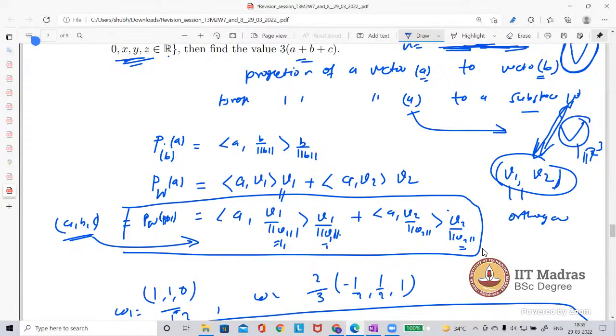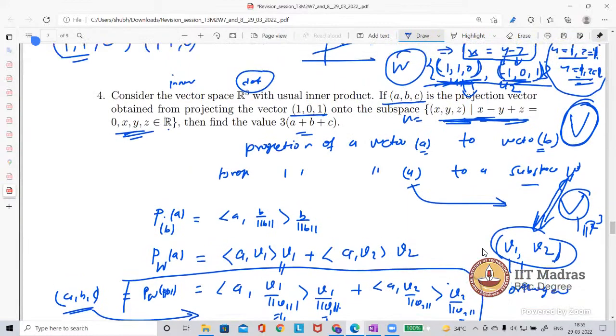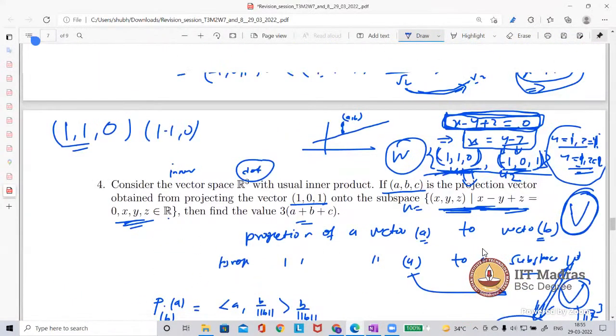Sir, there are much chances that our orthonormal basis might be different, but the answer will be the same. Answer will be the same. It will not differ because of it. Okay, sir. Okay, thank you.